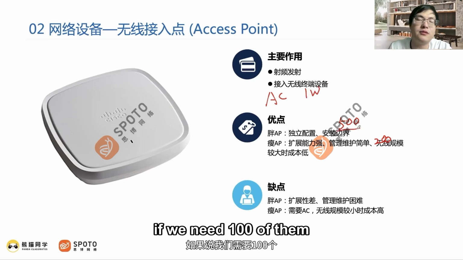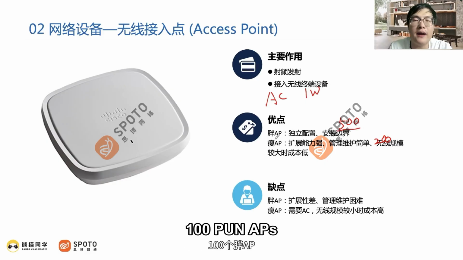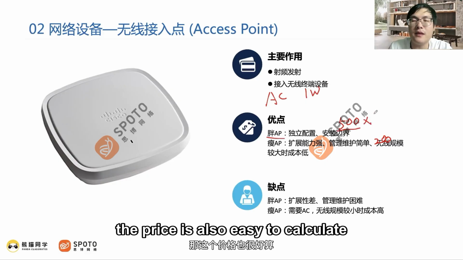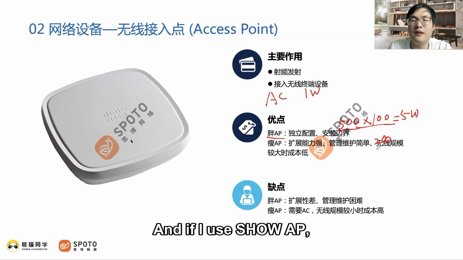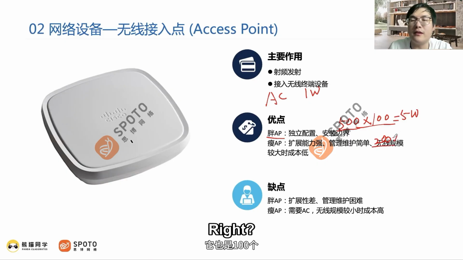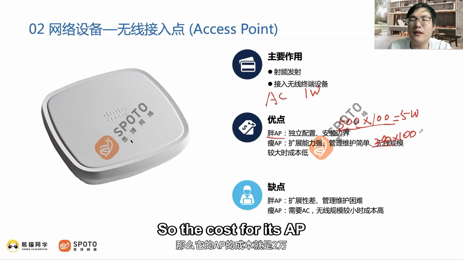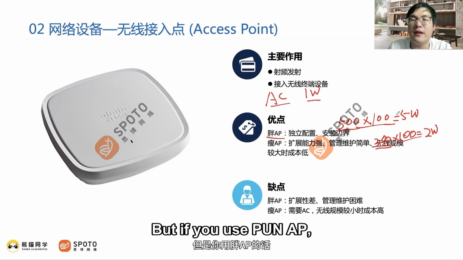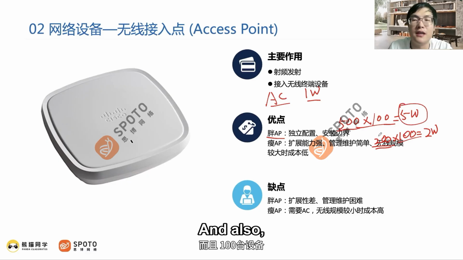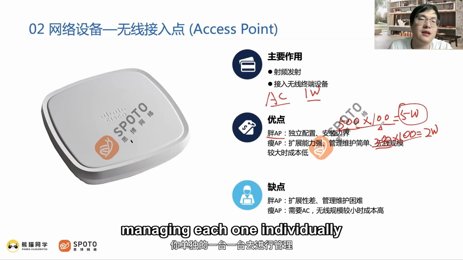If we need 100 of them, 100 PUN, the price is also easy to calculate. So this one is 50, and if I use show AP, the cost for its AP is 20. What about the AC? It's 10. Now you can calculate AC plus show AP, 200, 100. But if you use PUN AP, the cost will be different, and for 100, managing each one individually is very troublesome.